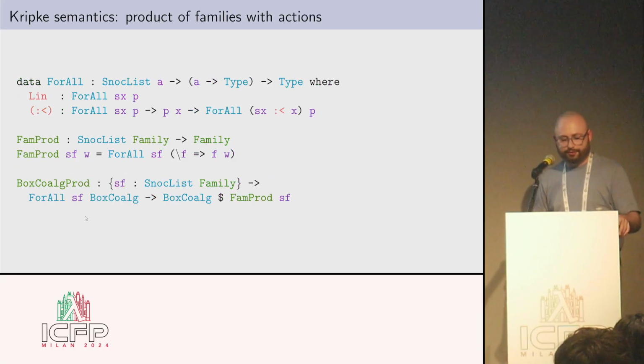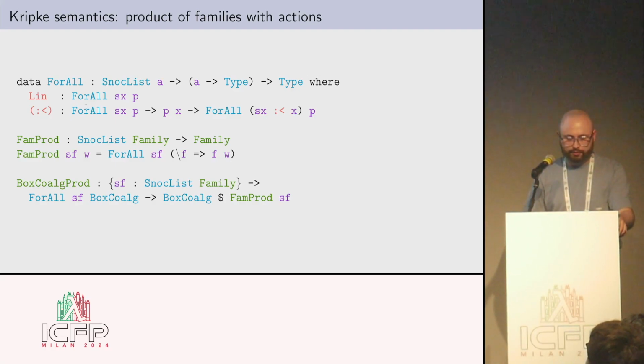So what about products of families with actions? First, we need an auxiliary data type, All. That's going to take a SnocList, which is just a list that grows on the right instead of the left. It's going to have elements of type A. And we're going to have some predicate, which takes something of type A and gives a type. And then we have the type All.